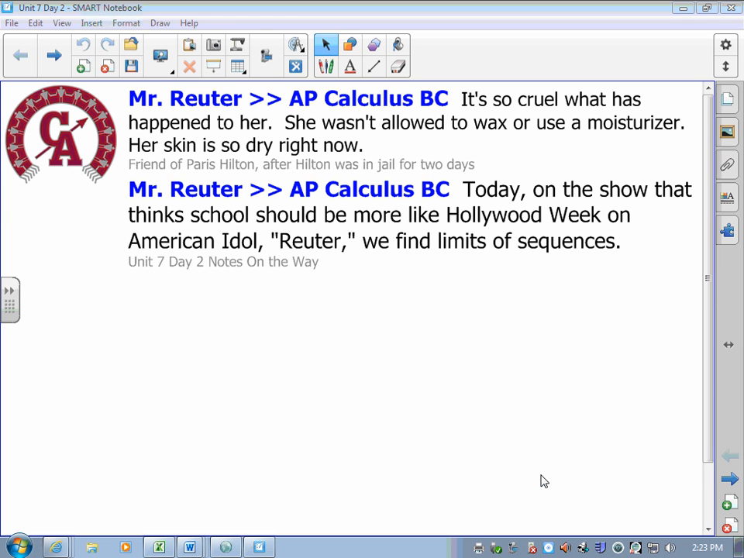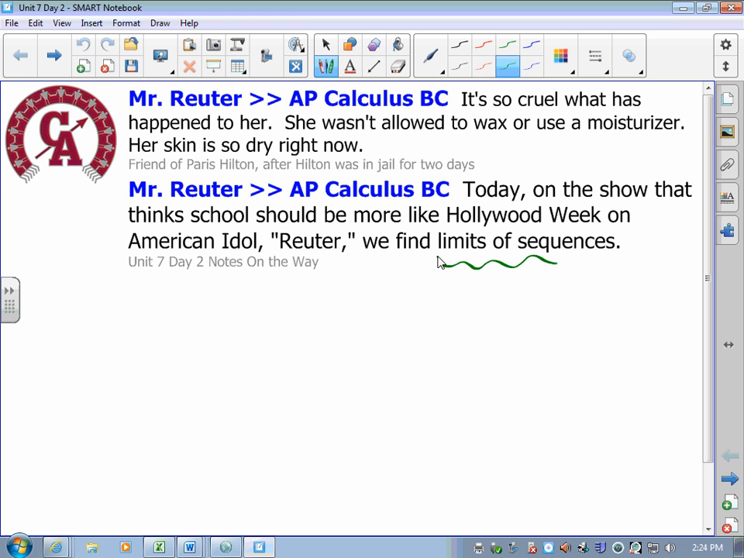March on toward an AP exam. This is the second lesson of Unit 7 in Canandaigua's AP Calculus BC course. We want to take a look at limits of sequences, a little bit of review from our last lesson, and then a quick theorem that will help us out in a time of need.